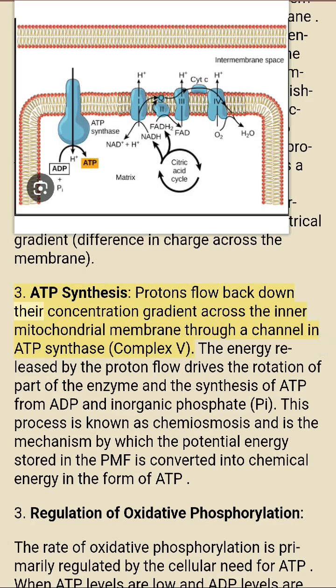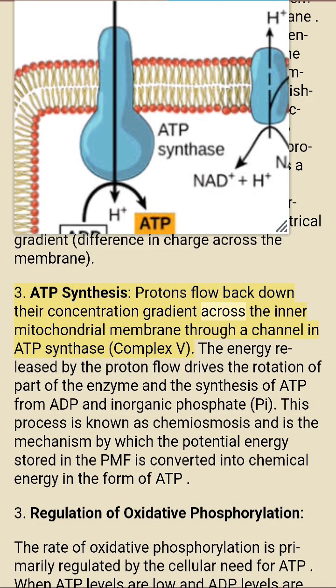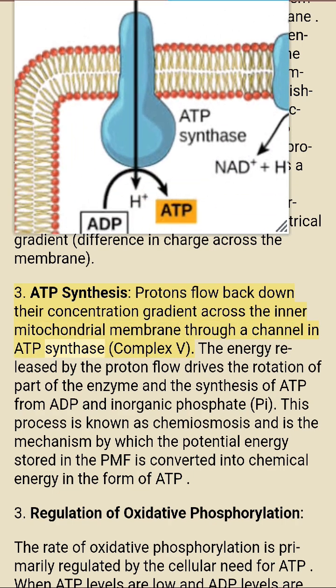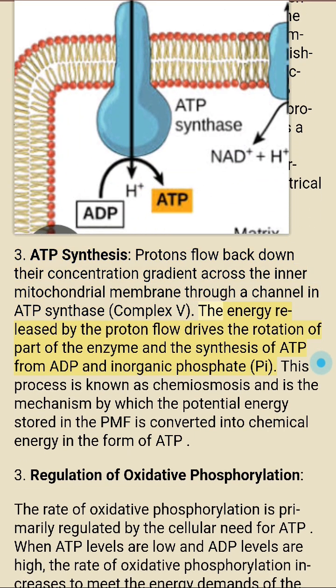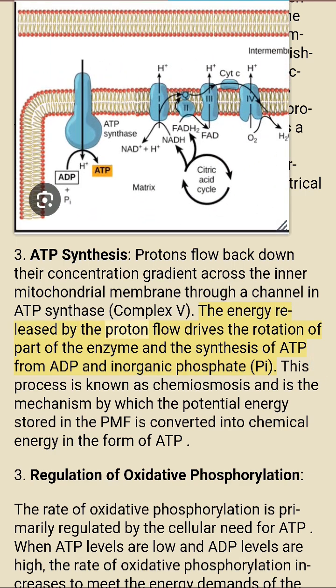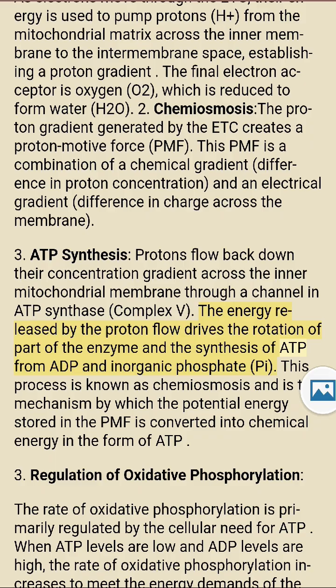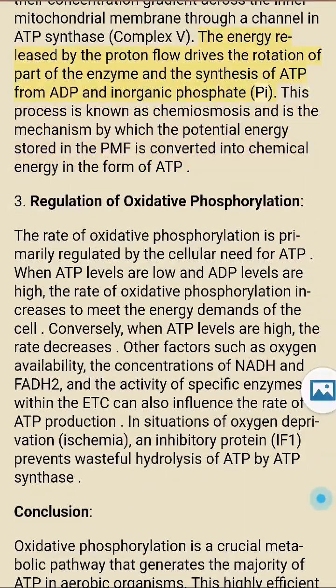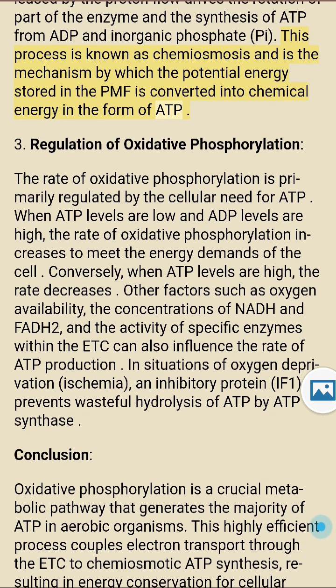Protons flow back down their concentration gradient across the inner mitochondrial membrane through a channel in ATP synthase (complex V). The energy released by the proton flow drives the rotation of part of the enzyme and the synthesis of ATP from ADP and inorganic phosphate (Pi). This process is known as chemiosmosis and is the mechanism by which the potential energy stored in the PMF is converted into chemical energy in the form of ATP.